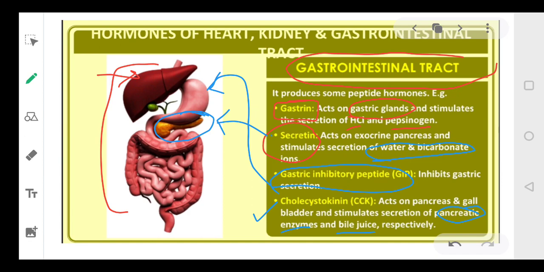So I hope this is clear. How many hormones act on the pancreas? Two. One is secretin and second is CCK. Or rather I should say two hormones act on the pancreas: one is secretin, second is cholecystokinin. Right? Okay.